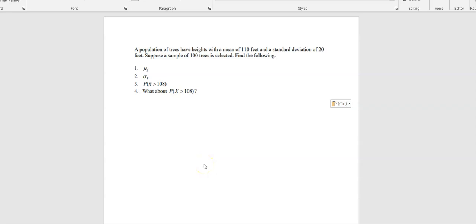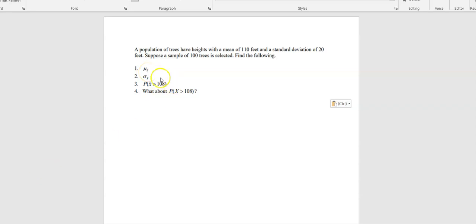All right, so let's answer these 4 questions. A population of trees has heights with a mean of 110 feet and a standard deviation of 20 feet. Suppose a sample of 100 trees is selected. Find the following. All right, so we want to find the mean of the sampling distribution.